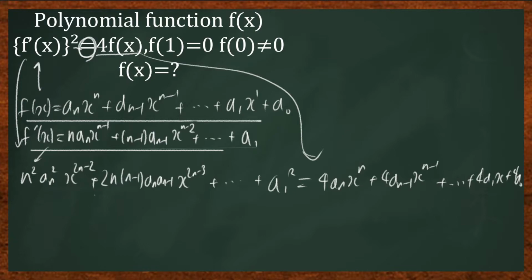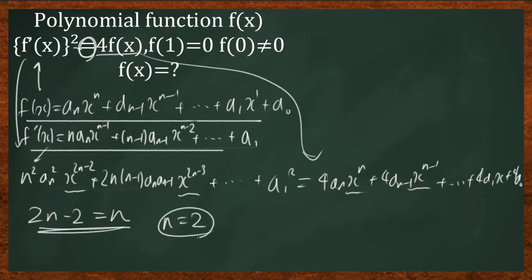This means that the leading term's degree has to be the same, to at least be the same function. Because of that, 2n minus 2 has to be equal to n, which means n is equal to 2. Because of that, f(x) can be rewritten as the quadratic a2x squared plus a1x plus a0.